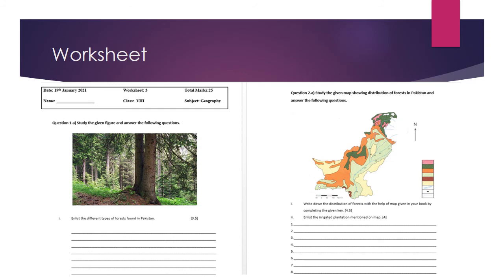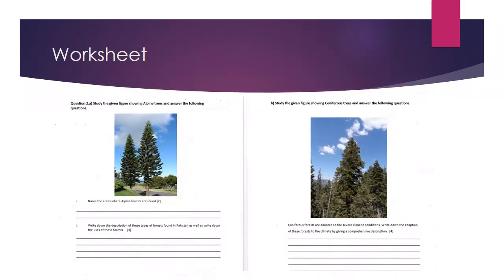Then the next question is enlist the irrigated plantations mentioned on the map. These irrigated plantations are mentioned on your map as well. Like number 1 is Changa Manga, number 2 is Chichawatni, then number 3 Haneval, and etc. Next question is about alpine forests. Name the areas where alpine forests are found. You will write down the names of areas over here, like examples of areas: northern areas, Chitral, Gilgit, Kohistan, etc.